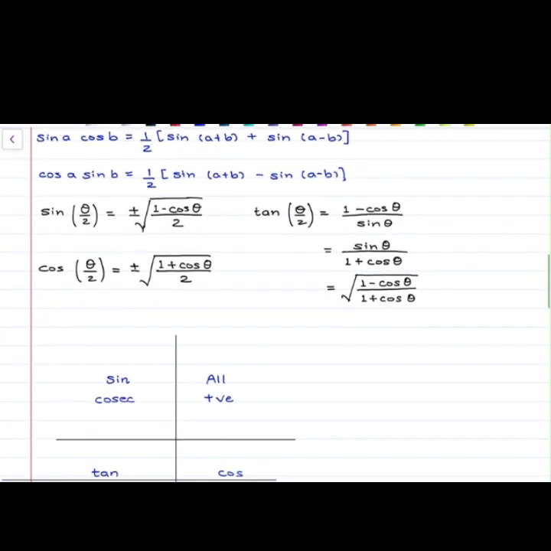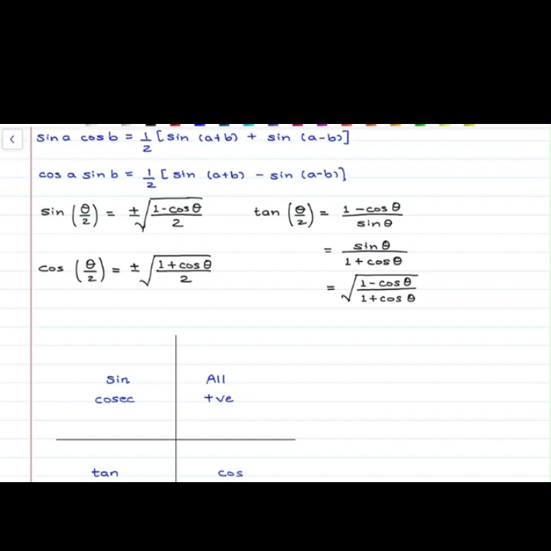Then you have half angle formulas, which can be: sine theta by 2 can be written as plus minus root of 1 minus cos theta by 2. Cos theta by 2 is plus minus root of 1 plus cos theta by 2. And if you combine these two, you will get tan theta, right?